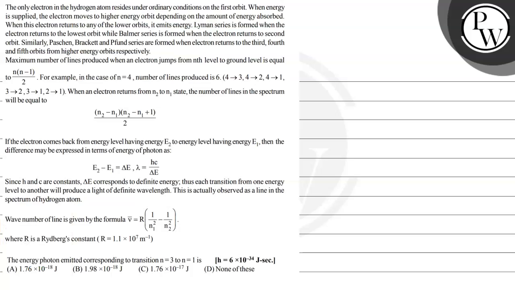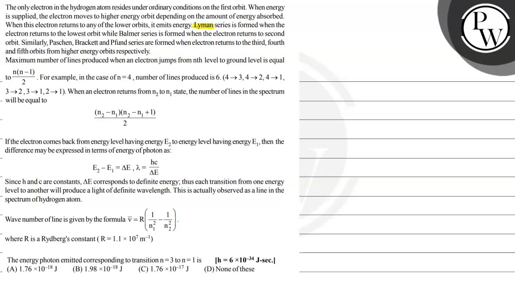So the question says, the only electron in the hydrogen atom resides under ordinary conditions on the first orbit. When energy is supplied, the electron moves to higher energy orbit depending on the amount of energy absorbed. When this electron returns to any of the lower orbits, it emits energy. Lyman series is formed when the electron returns to the lowest orbit, while Balmer series is formed when the electron returns to the second orbit.